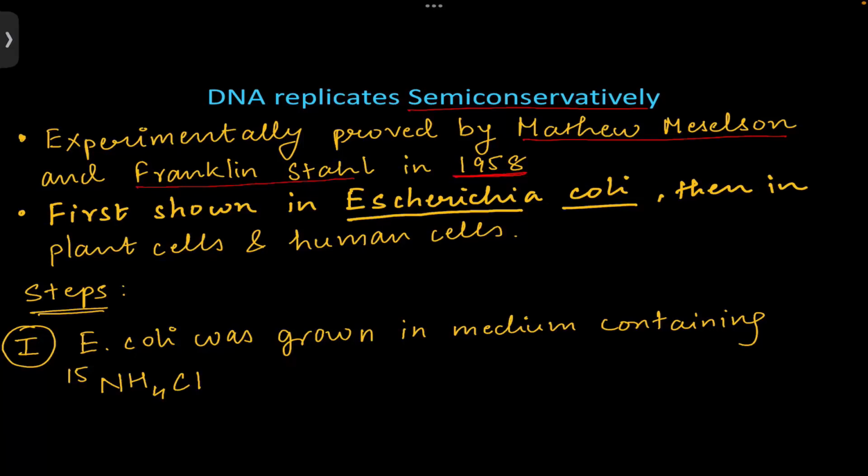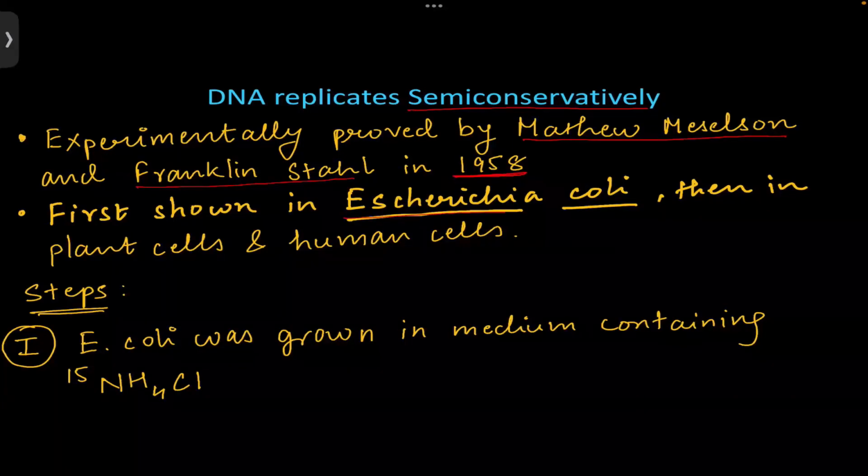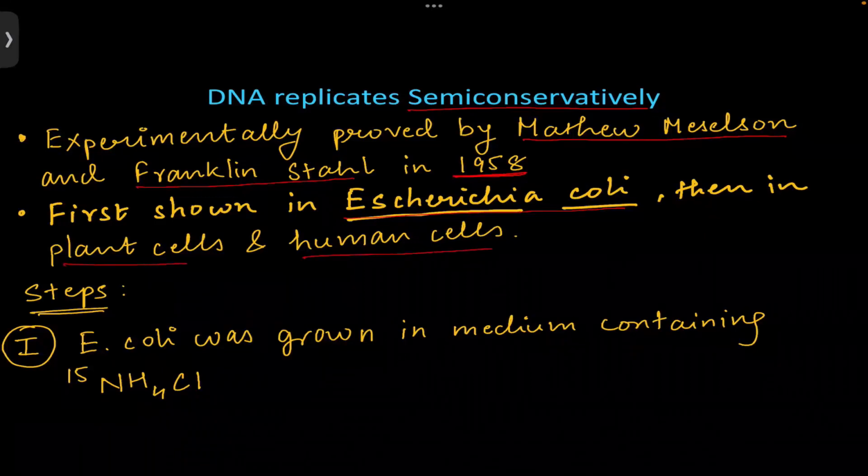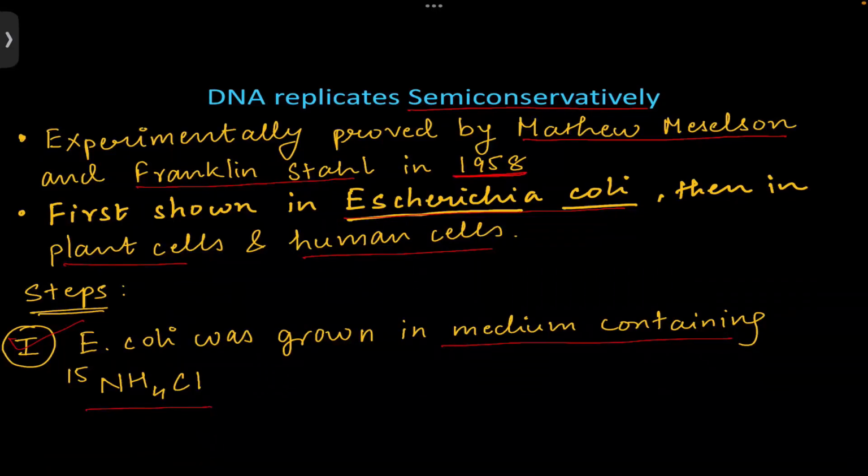So they used Escherichia coli, which is the bacteria, or E. coli, and they studied the replication mode in this particular bacterium. Later on, they performed the same experiment in plant cells as well as in human cells. So first they took E. coli and grew them in a nutrient media which contained ammonium chloride. So what's so special about this ammonium chloride?